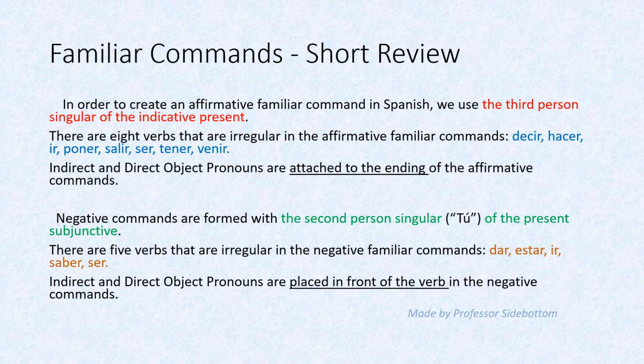Now, negative commands are formed with the second person singular of the present subjunctive, tú. There are 5 verbs that are irregular in the negative familiar commands: dar, estar, ir, saber, and ser. Indirect and direct object pronouns are placed in front of the verb in the negative commands.